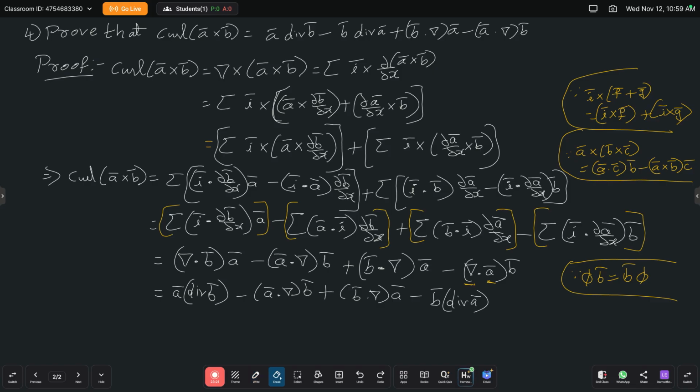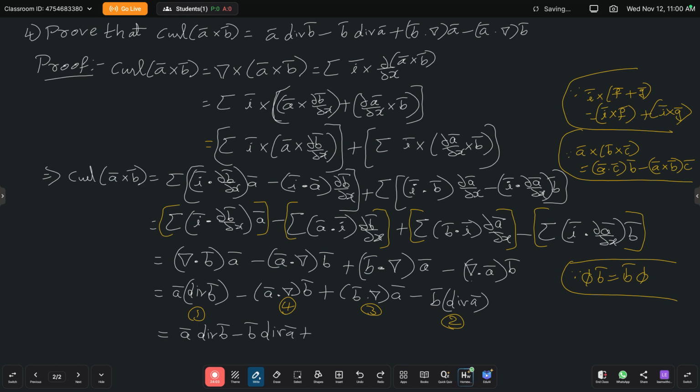Okay, so now rearranging the terms in our required order. First, I'll write this as the first term, first term as the first one. But the last term I am going to write as the second term. The last but one term I am going to write as the third term, and the second term I am going to write as the fourth term in our particular order. So a bar into divergence of b bar. What is the second term we have to write? The last term: minus b bar into divergence of a bar.